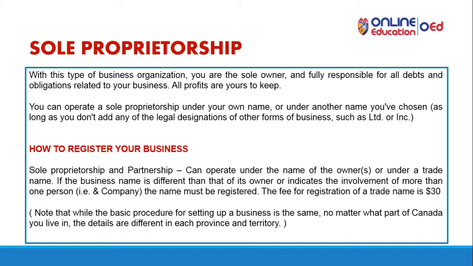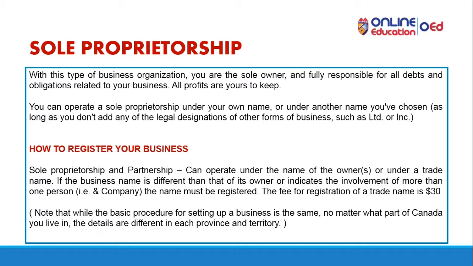So what do we mean when we say sole proprietorship? This is the first type of business structure. With this type of business organization, you are the sole owner and fully responsible for all debts and obligations related to your business. All profits are yours to keep. You can operate a sole proprietorship under your name or under another name you've chosen as long as you don't add any of the legal designations of other forms of business, such as Ltd or Inc.